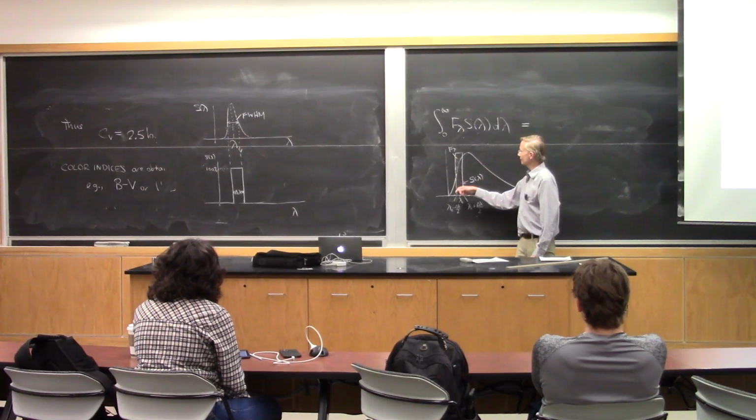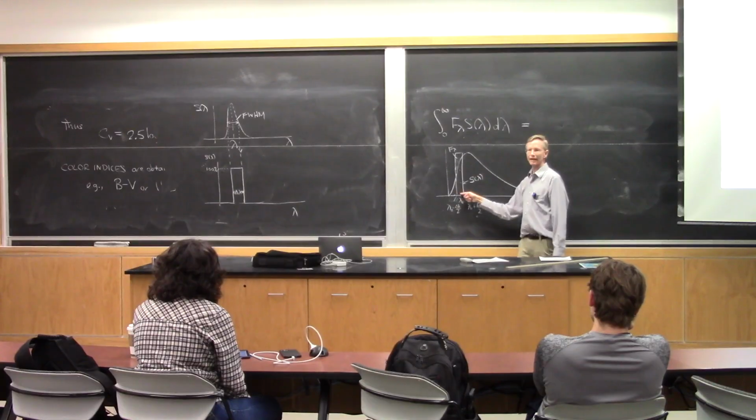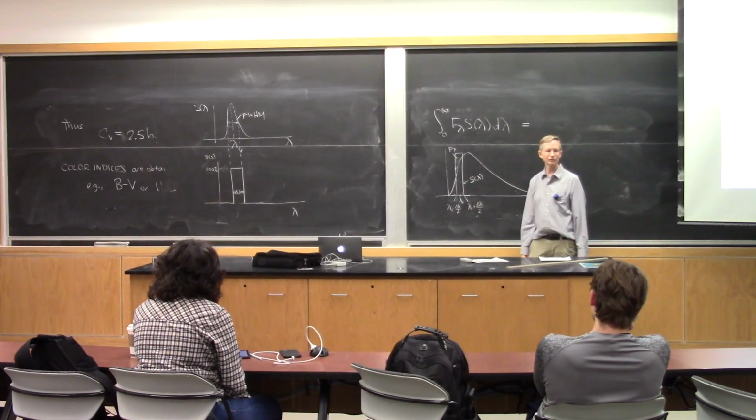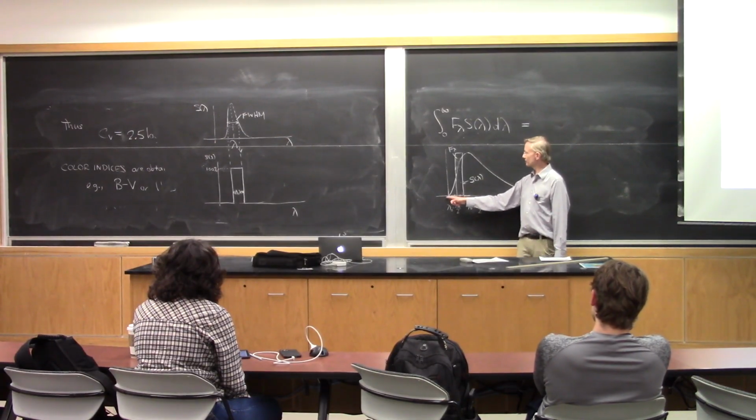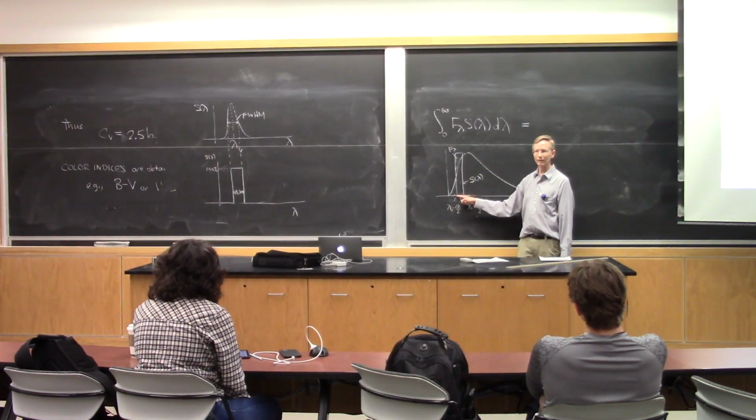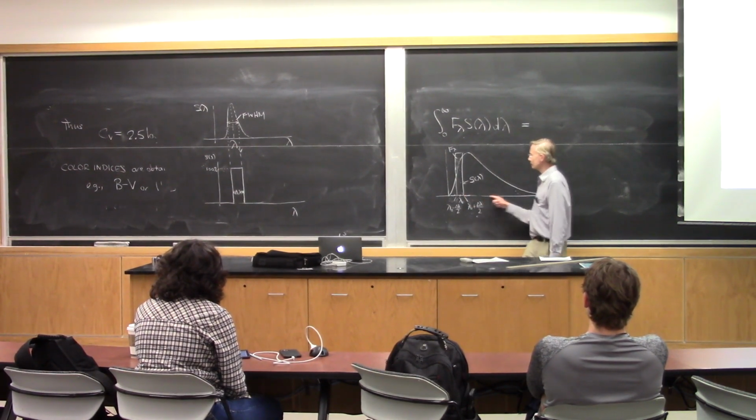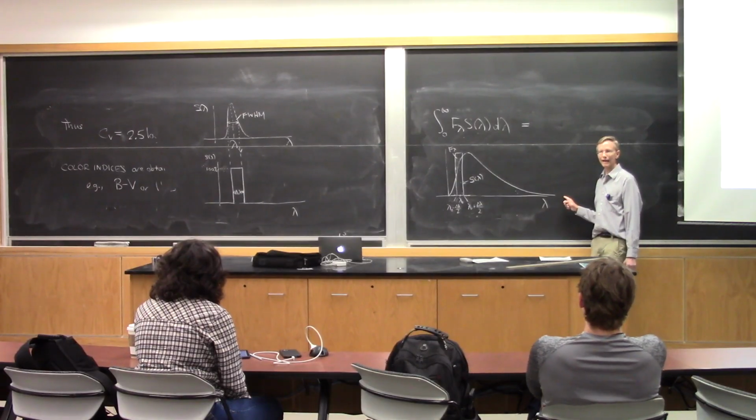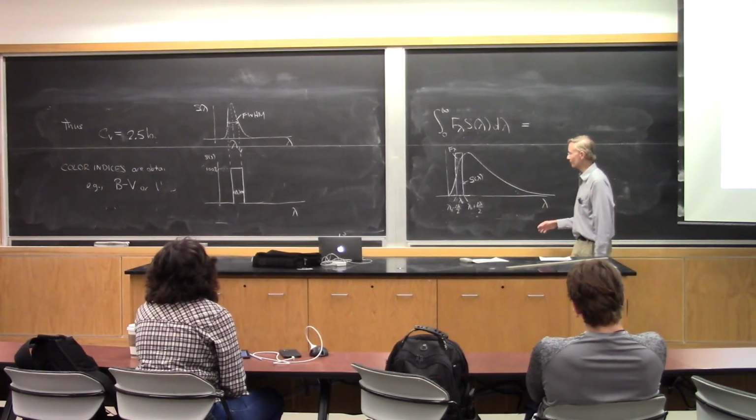I am integrating f lambda, s lambda, d lambda. If s lambda is 0 outside this range and 1 inside this range, what happens to the integral? What is the value of that integral between 0 and lambda naught minus delta lambda? 0. What is the value of that integral from lambda naught plus delta lambda over 2 to infinity? 0, because s is 0 there.